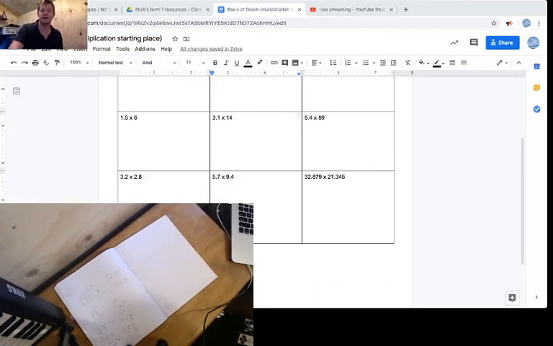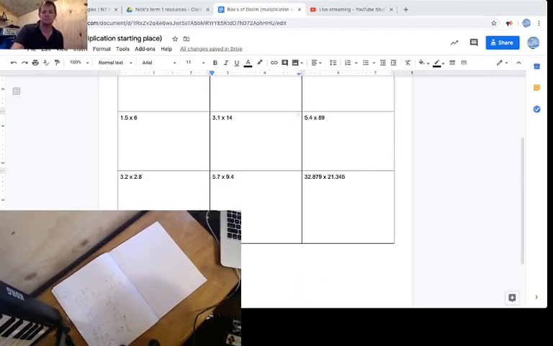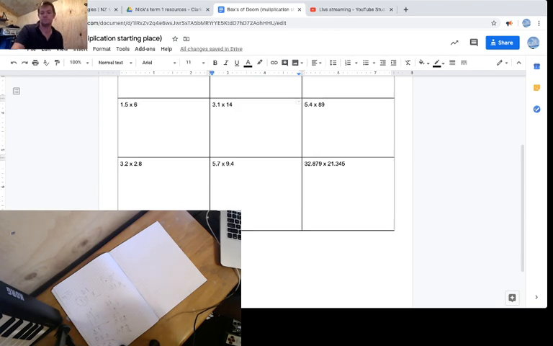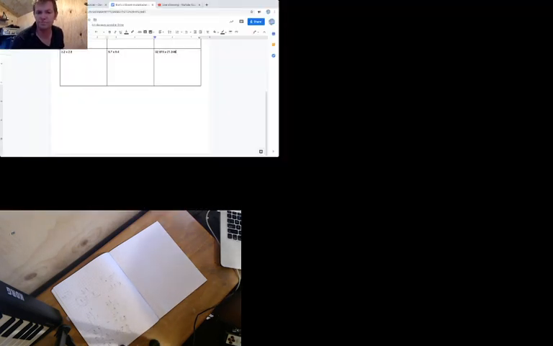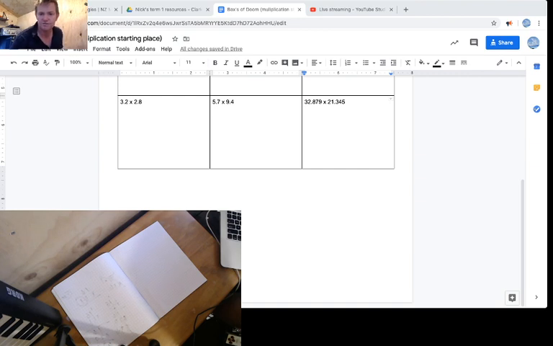Okay, last line. So I've left this question here for Tane and Ted. I'd like to see you do it in a full algorithm. Tane, Ted, Joe, Pippa, anybody who wants to have a go at it. But I'm not going to use that as the example, because that would be a nightmare for half the class. They would look at that and go, 32.879 times 21.345. But the strategy is the same.